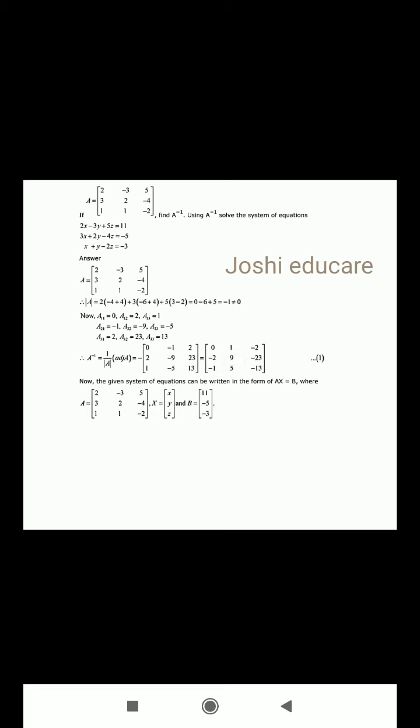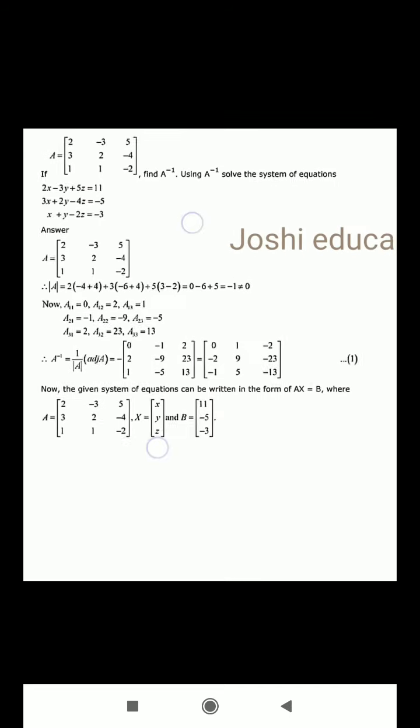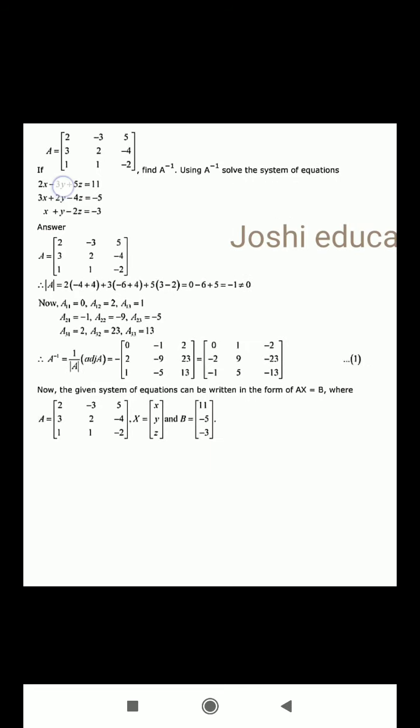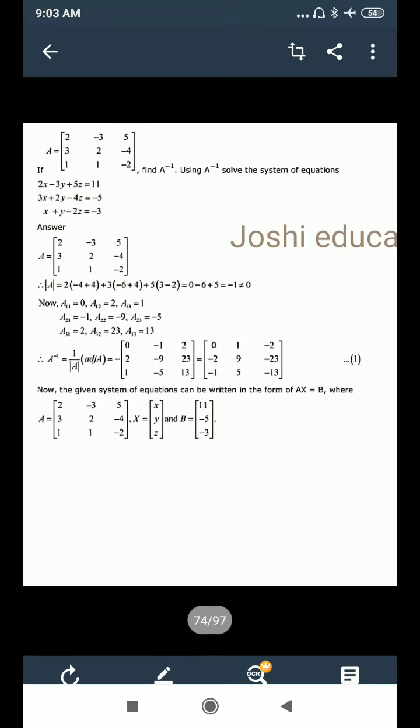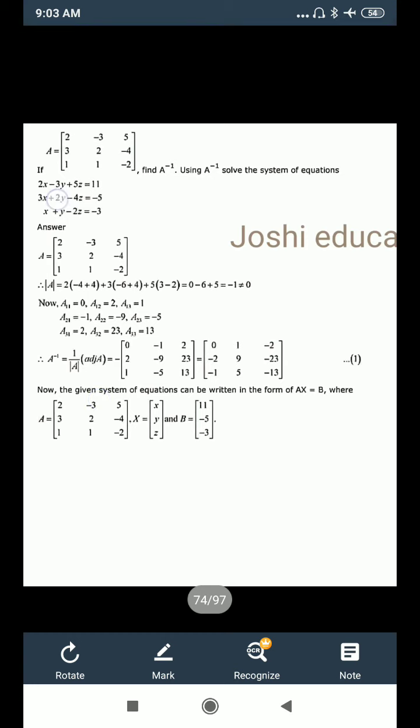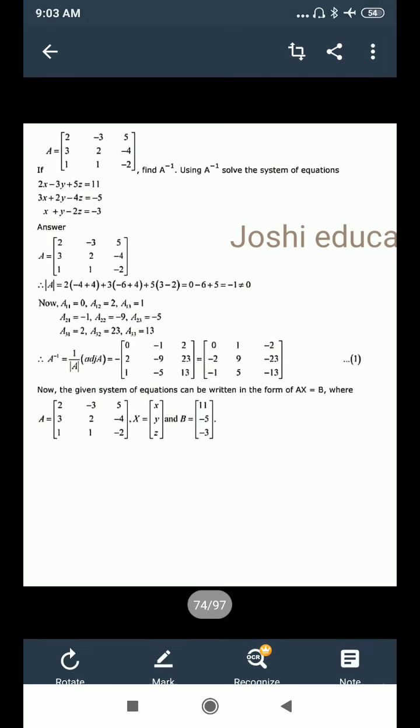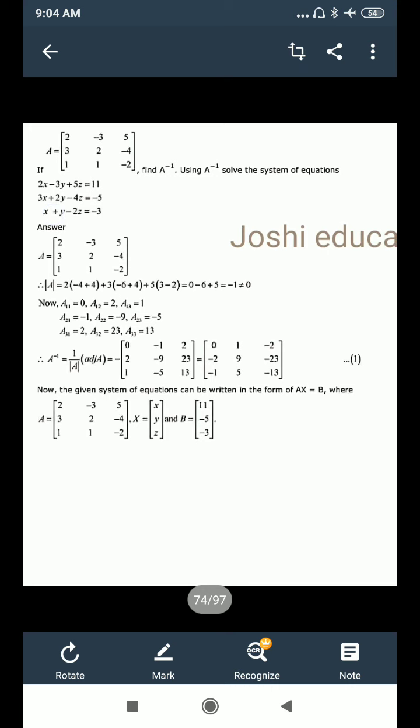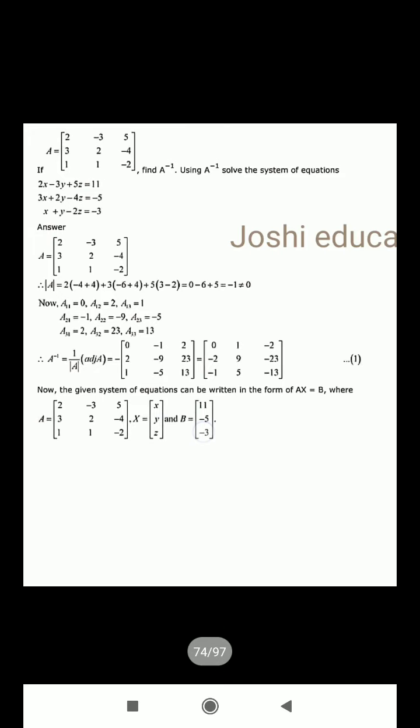Now what to find? You have to solve these equations. So I will start with that. First of all, I will write the equation in matrix form. A is the matrix of coefficients of x, y, z: 2, -3 and 5 in the first row, 3, 2 and -4 in the second row, and 1, 1 and -2 in the third row. Column matrix X is the column matrix of variables x, y, z, and B is the column matrix of the constants.